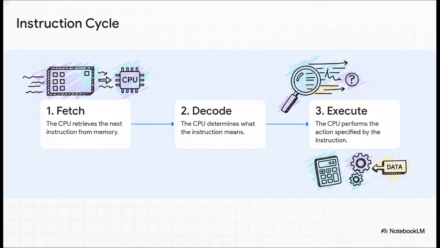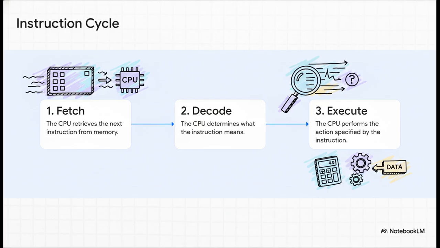And that three-step dance is the famous instruction cycle, and this brilliantly illustrates just how simple it is at its core. First, you've got fetch. The CPU reaches out and grabs the next instruction from memory. Then comes decode. It looks at the instruction and figures out exactly what it's being told to do. And finally, execute. The CPU gets to work and performs that action. Fetch, decode, execute, over and over.